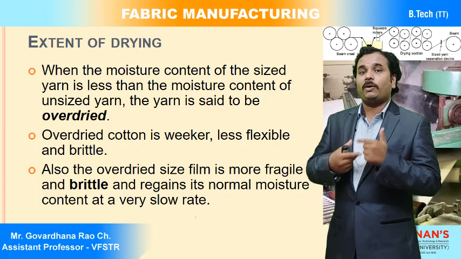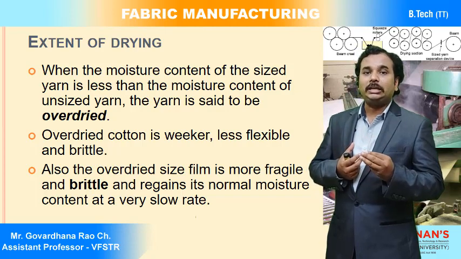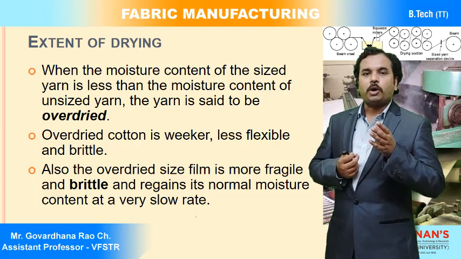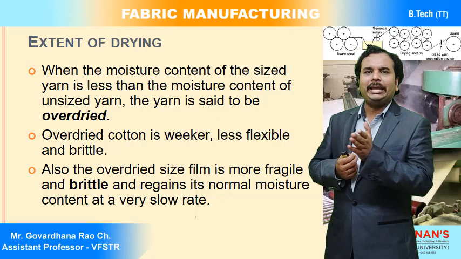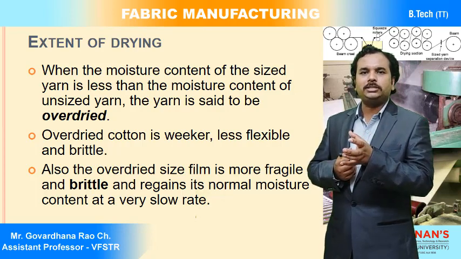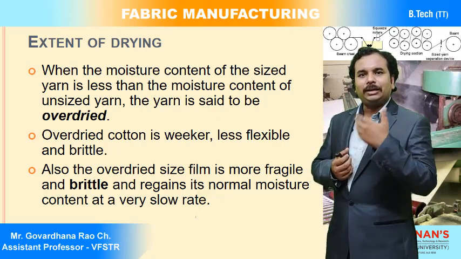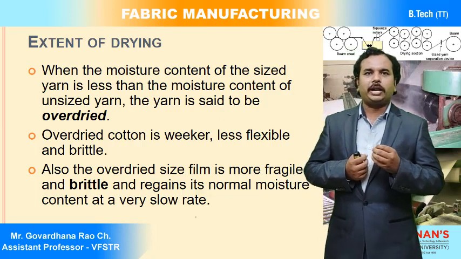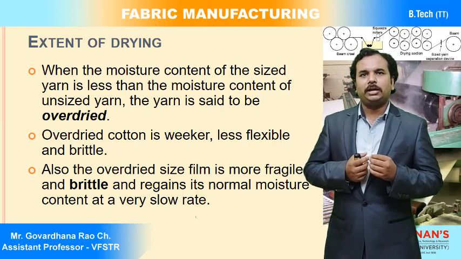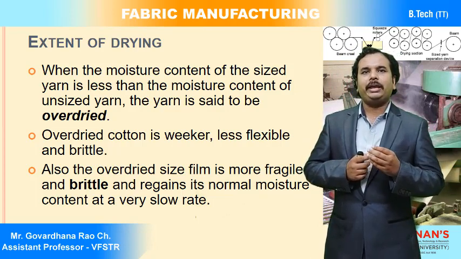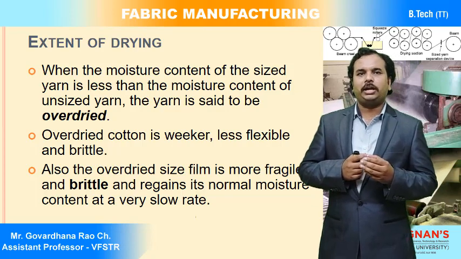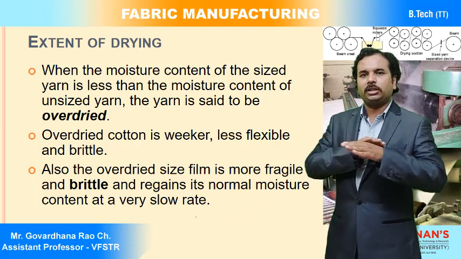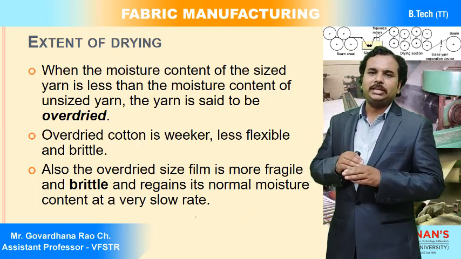After over drying, the yarn quality in terms of appearance or color is also going to change, like from a whitish shade to a grayish shade. So when over drying occurs, the color of the warp sheet changes. Also, the over dried size film is more fragile and brittle and regains its normal moisture content at a very slow rate.